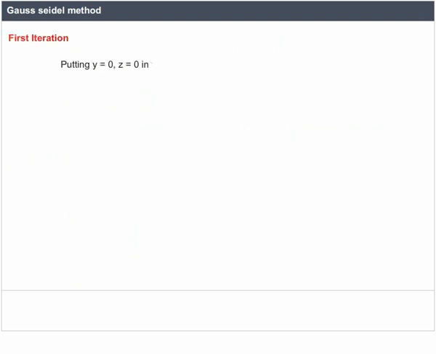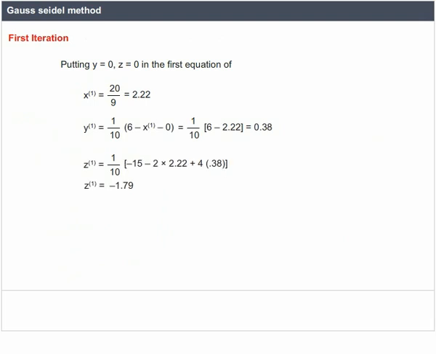First iteration. Putting y equal to 0, z equal to 0 in the first equation, x^1 equals 20 by 9, which is 2.22. Then y^1 equals 0.38. Finally, z^1 equals minus 1.79, obtained by substituting the values of x^1 and y^1. X^1 is obtained by substituting y equal to z equal to 0. Then y^1 is obtained by substituting the value of x^1 and z equal to 0. We get x^1 equal to 2.22, y^1 equal to 0.38, z^1 equal to minus 1.79.